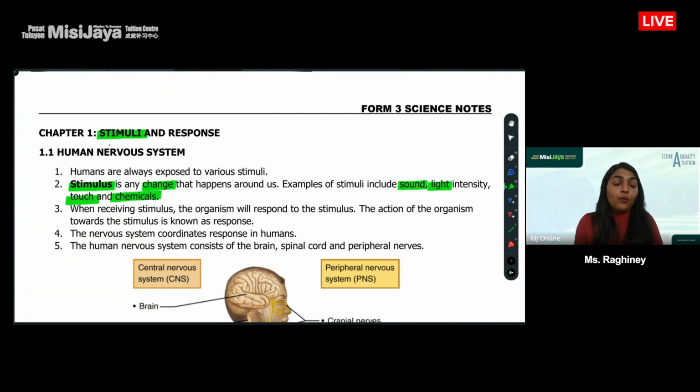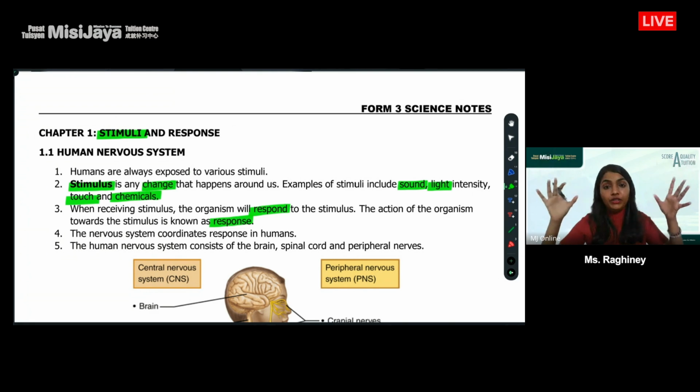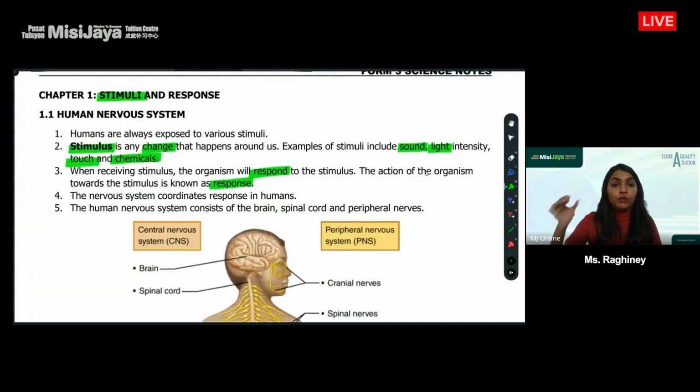Okay. When we receive a stimulus, the organism will respond to the stimulus. The action of the organism towards a stimulus is known as a response. Something changes in our environment and we come up with a response for that. Or we may even choose to not respond, right? So when we talk about stimulus and response, the system that is involved is the nervous system.